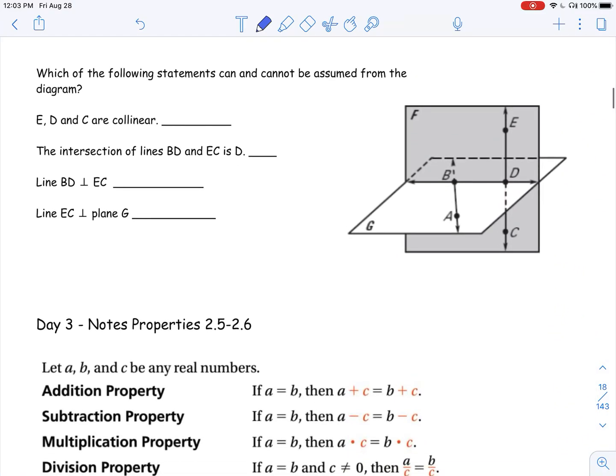So which of the following statements can and cannot be assumed? E, D, and C are collinear. Well, they all appear on the same line that is drawn, so this is a yes. The intersection of lines BD and EC is at point D. Yes. And in these last two, we have two perpendiculars. Even though they look perpendicular in our diagram, there is no indication that anything is perpendicular. So both of those are a no.